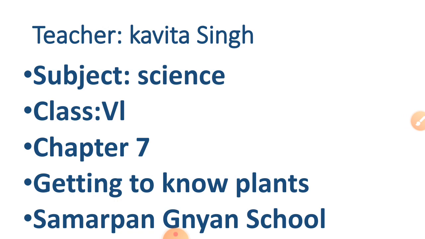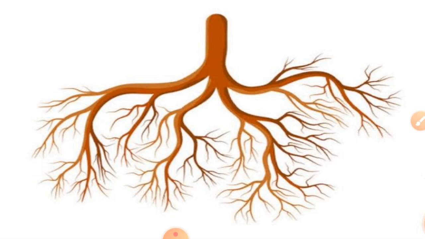In the previous class we learned about the parts of the plant, that is stem and leaves. Now here we will learn about the root. What is root? Root grows underground, right, in the soil.